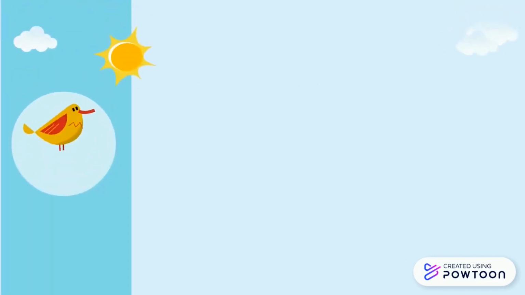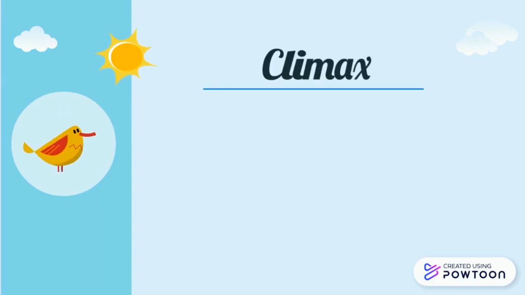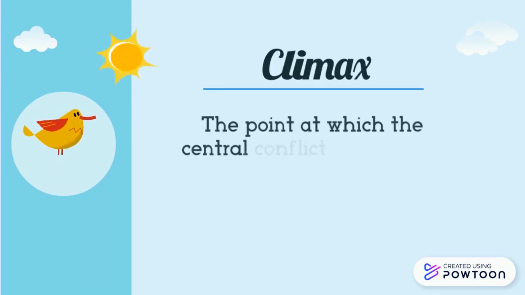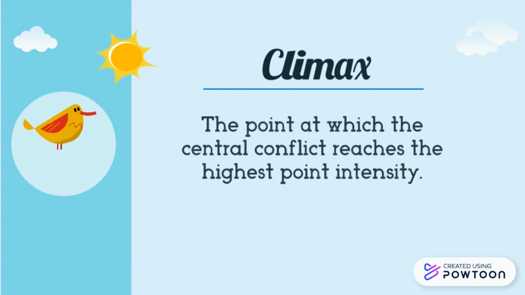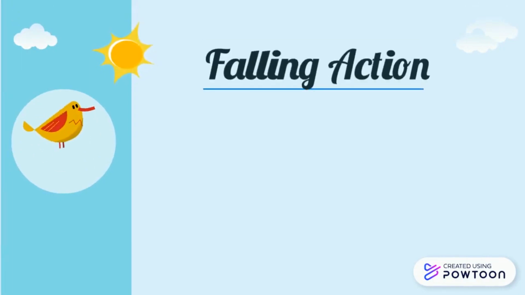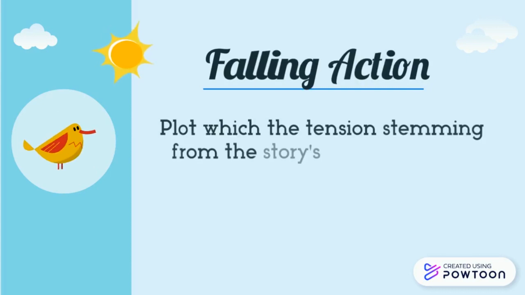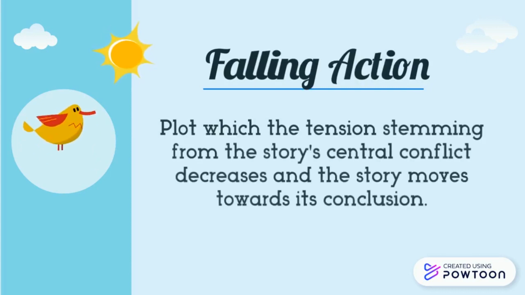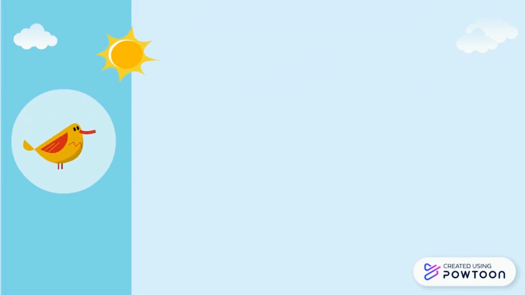The third generic structure is climax. Climax is the point at which the central conflict reaches its highest intensity. The next generic structure is falling action. It is the part of the plot in which the tension stemming from the story's central conflict decreases and the story moves towards its conclusion. The last generic structure is resolution.